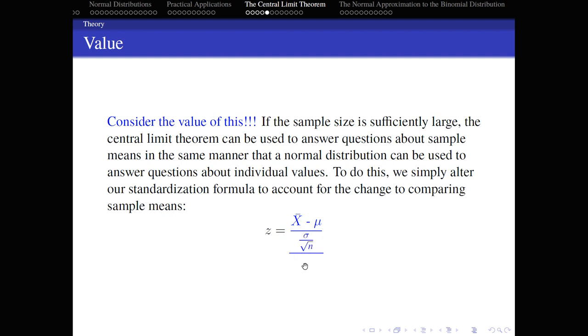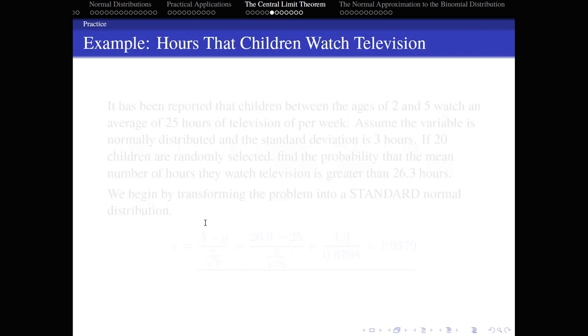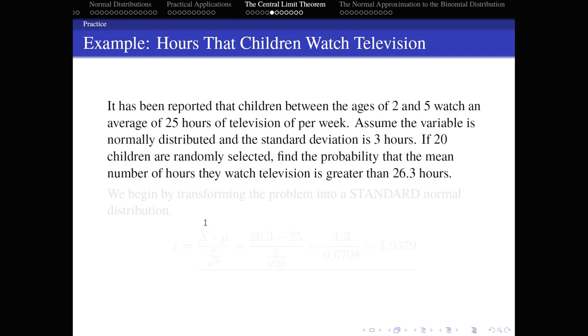So now this is being written in terms of the mean instead of an individual value. We'll use this formula when we're talking about samples and looking at the distribution of their means, and we'll use the previous formula when we're talking about individuals and looking at individual differences. So let's get started on a couple examples to help you understand. So we have children between 2 and 5 watching 25 hours of TV.